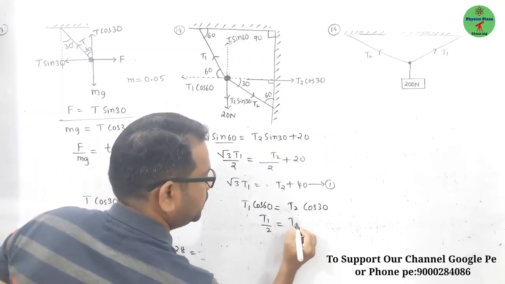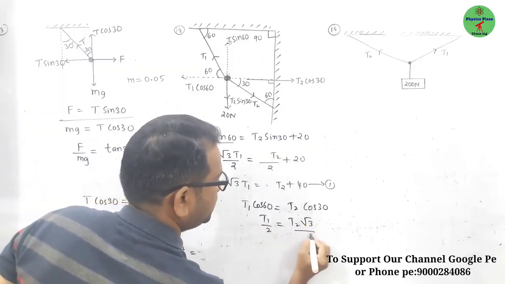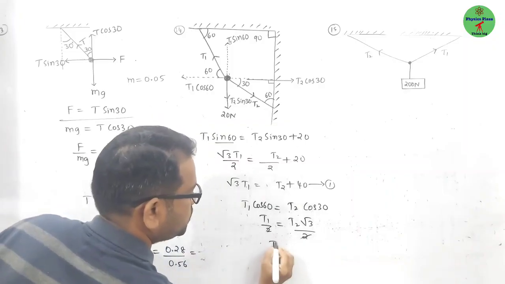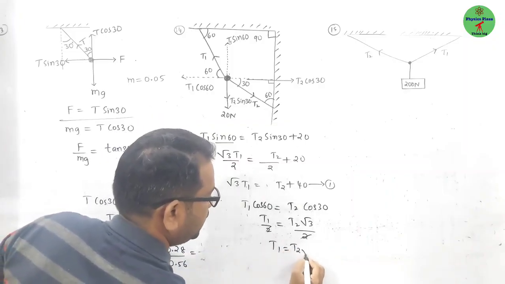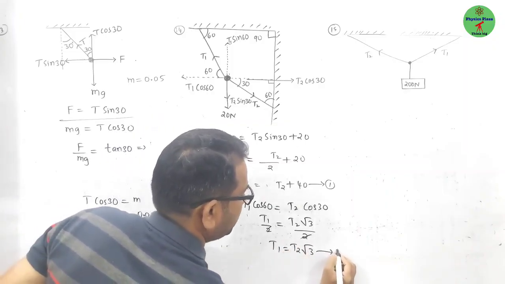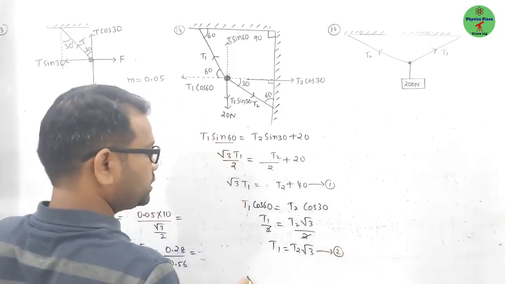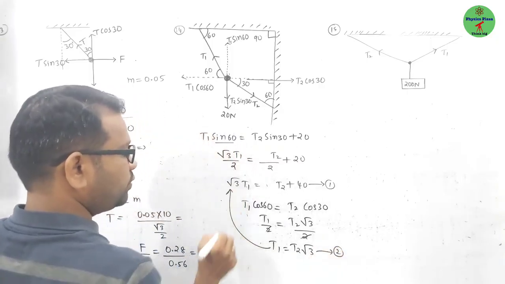This is T2 cos 30, which is root 3 by 2. The 2s cancel, so T1 is equal to T2 root 3. So make it equation 2. I think you can substitute this in equation 1.